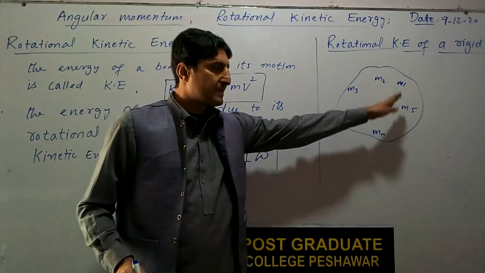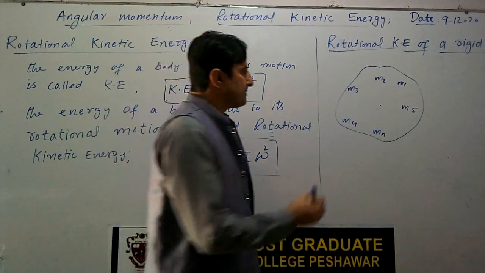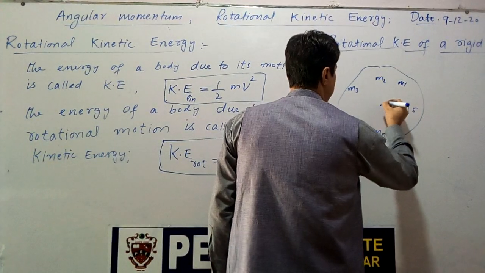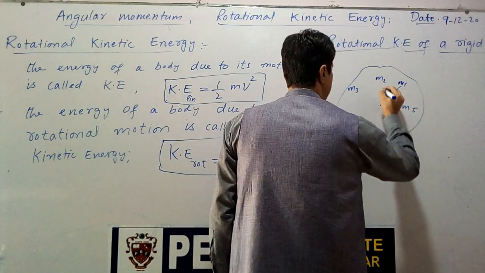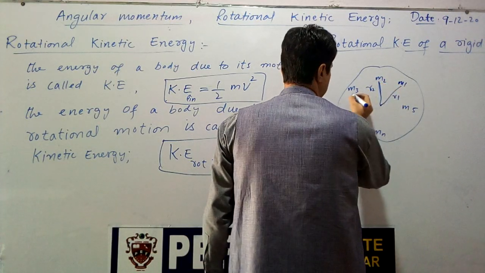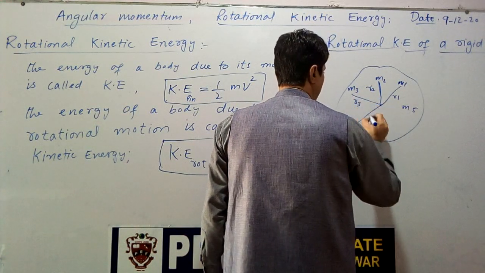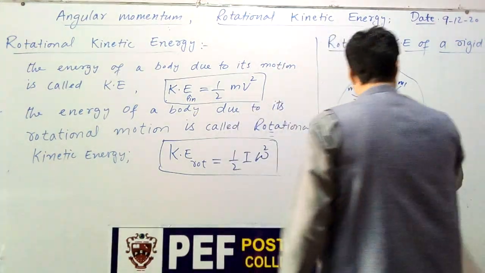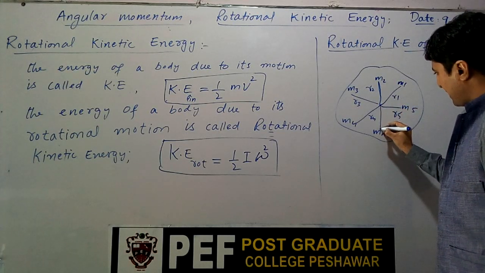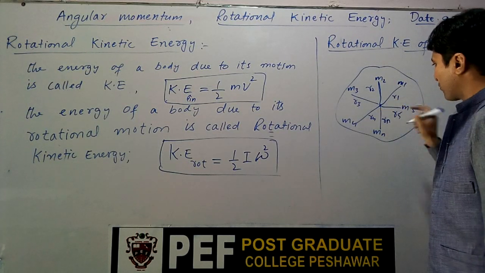This body is divided into a small number of masses M1, M2, M3 and so on. Let M1 have a distance R1 from the center of mass or center of rotation. Similarly, M2 is at a distance of R2 from the center of rotation. M3 is at a distance of R3. M4 has R4 as its position vector. And M5 is at a distance of R5. The nth mass is at a distance of Rn from the center of rotation.